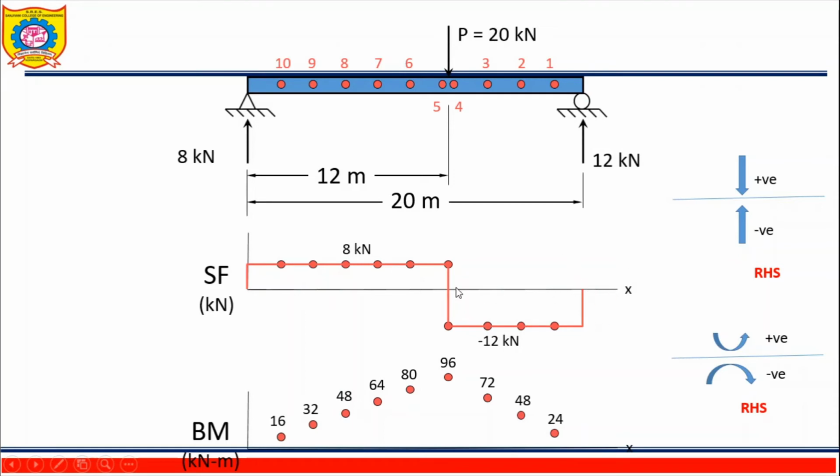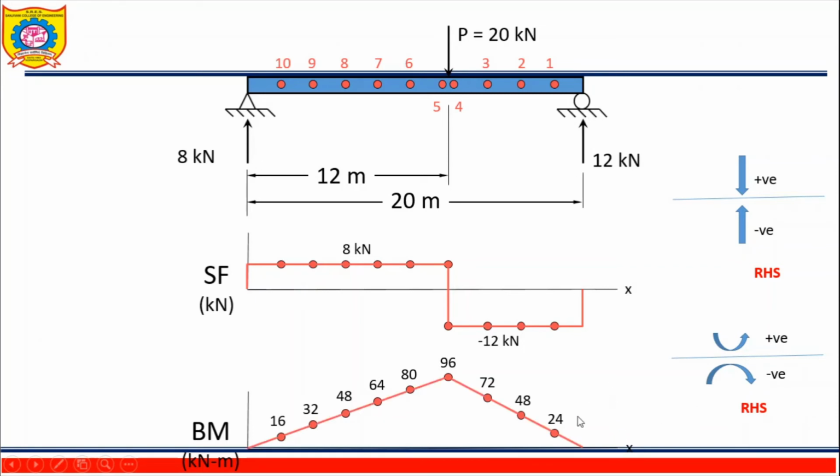So this is the baseline. At the baseline, the value of the shear force is 0. Negative values will be drawn below the baseline, and positive values will be drawn above the baseline. Similarly, for the bending moment diagram, whatever moment goes in the anti-clockwise direction will be taken as positive, and whatever bending moment goes in the clockwise direction will be taken as negative.